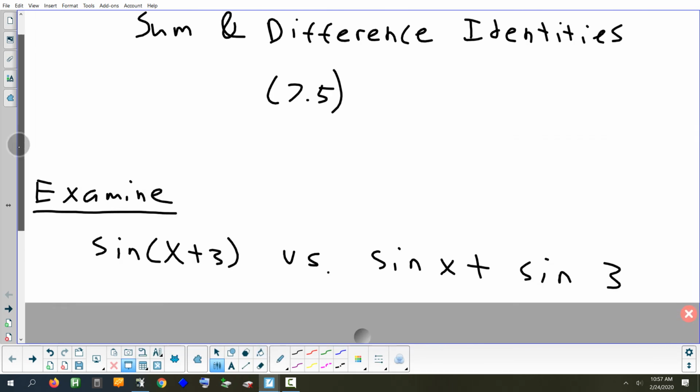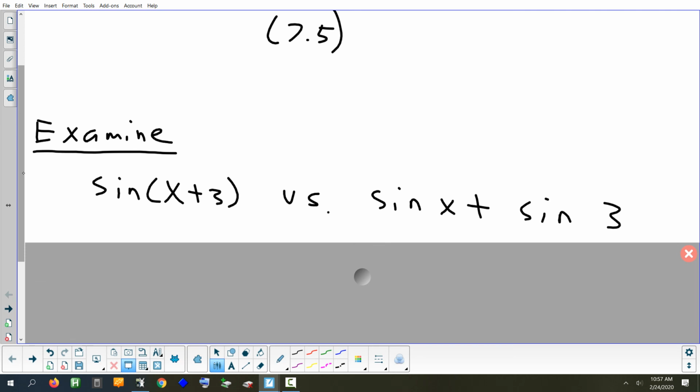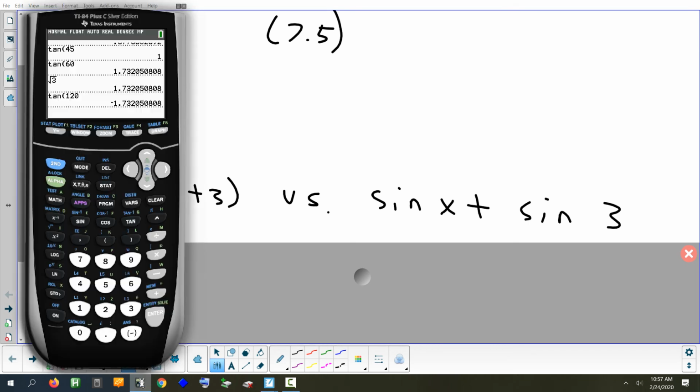So first of all, I want you to look at those two things. The sine of x plus 3 compared to the sine of x plus the sine of 3. It's almost like they tried distributing the sine. So the question is, can you do that? Well, let's graph what's on the left in y1, and let's graph what's on the right in y2 and see, are they the same? Anybody have a guess before I hit graph if they're going to be the same or different? Same? Different? It's going to be one of those two.